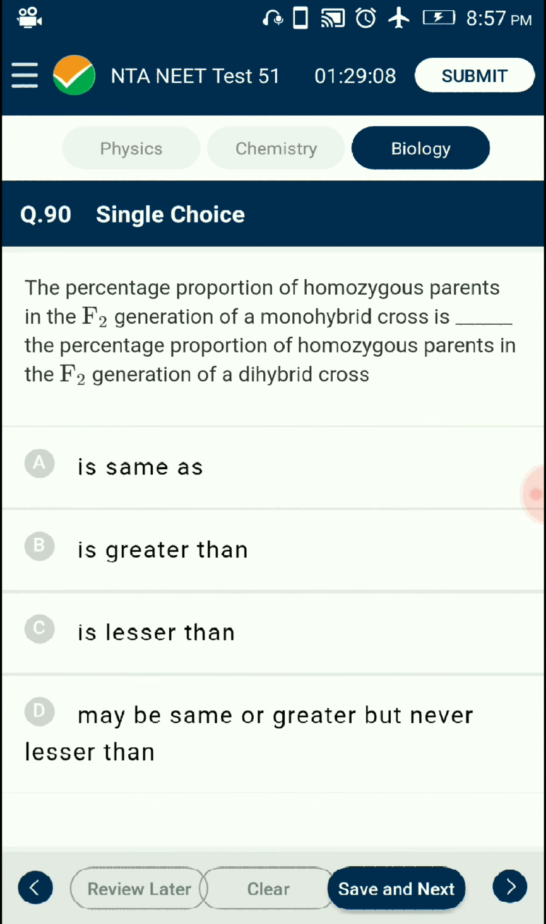Question number 90. The percentage proportion of homozygous parents in the F2 generation of a monohybrid cross is dash. The percentage proportion of homozygous parents in the F2 generation of a dihybrid cross is. In a monohybrid cross, there are 2 homozygous parents out of a total of 4 offspring. Thus, their proportion is 50%. In a dihybrid cross, there are 2 homozygous parents out of a total of 16 offspring. Thus, their proportion is 12.5%. So the answer is option B, is greater than.